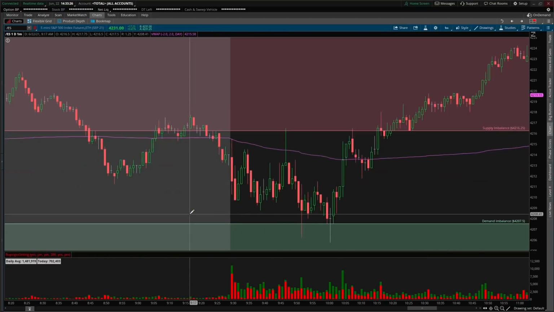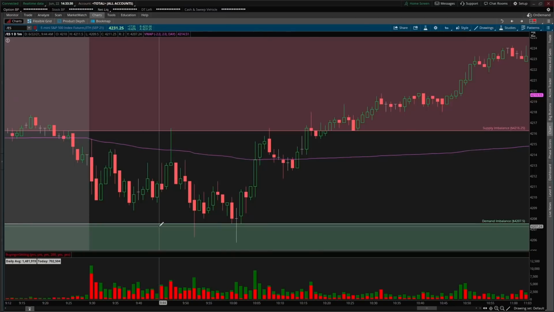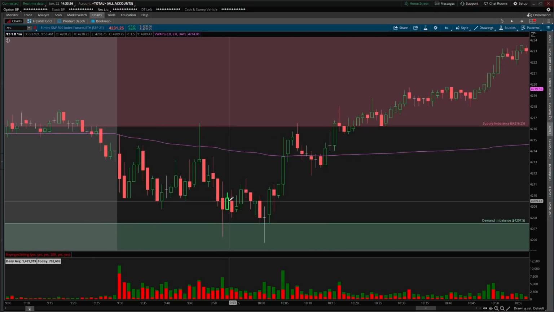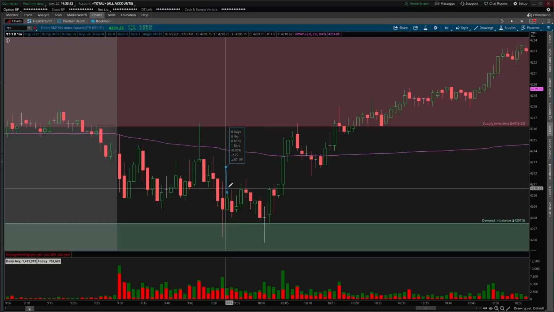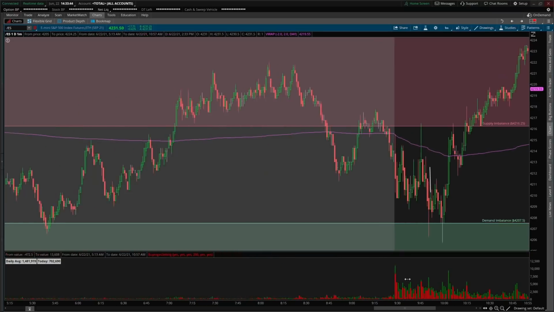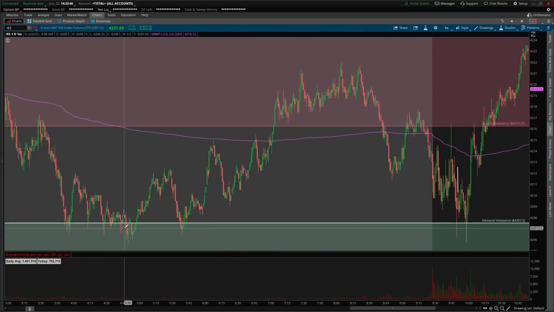And this is actually where I played SPY calls, played the 421 calls. Price confirmed it, volume confirmed it, this imbalance confirmed it, and buyers also confirmed it. So at 9:53, right here, I played the SPY 421 calls at $1.08. This also lined up with support from pre-market in this area.